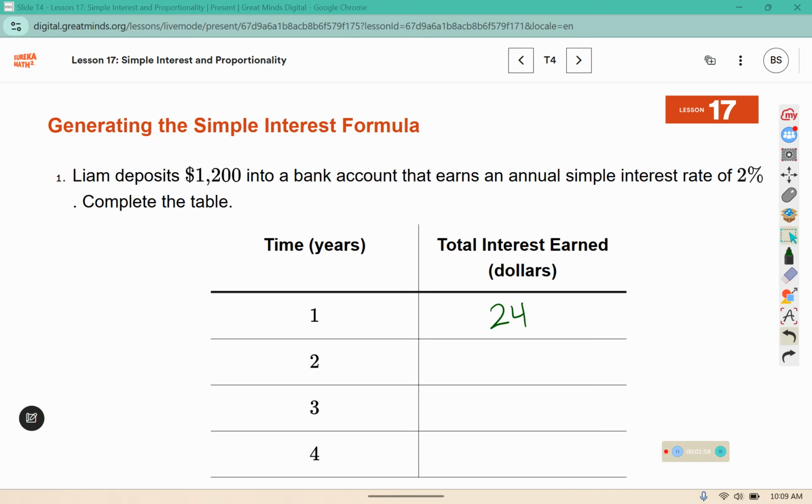The next year, they will have earned another $24, which will be 48. And then another 24, which brings us to a total 72. And another 24 for the next year, which will bring us to a total of $96 over 4 years.